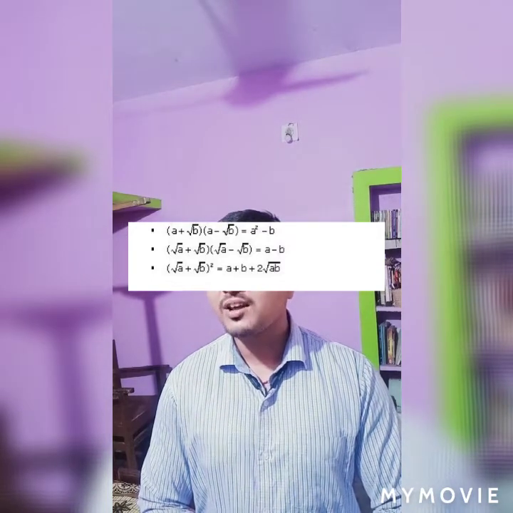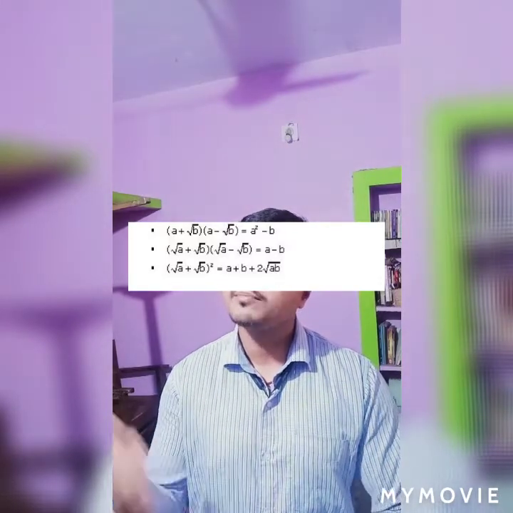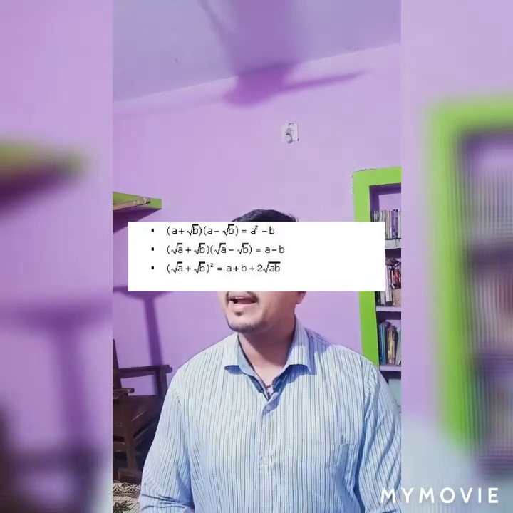Here you can see that in both cases the first term is the same and the second term is also the same, and in the first expression there is a plus between them, but in the other it is a minus. So the previous formula is to be applied here. The formula is first term square minus last term square. First term square means a square, but the second term, root b square, is equal to b. So here the formula becomes a square minus b.